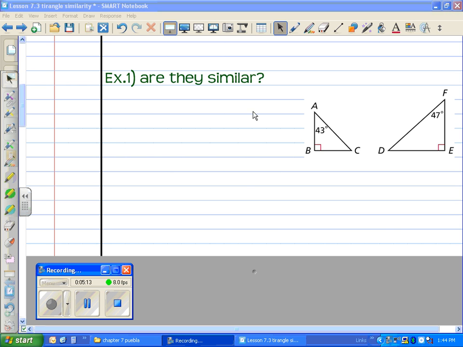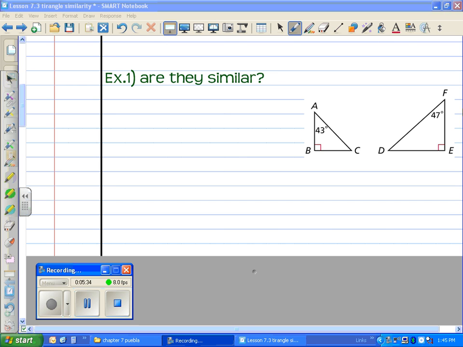All right, guys, we're back. I had minor technical difficulties, so I had to reset this thing. But I'm back at example 1, and here's your problem. Go ahead and pause if you need to, and copy down the problem that you have there. The question is, are they similar? Obviously this ties into the last theorem that I just talked to you about, which was angle-angle similarity.